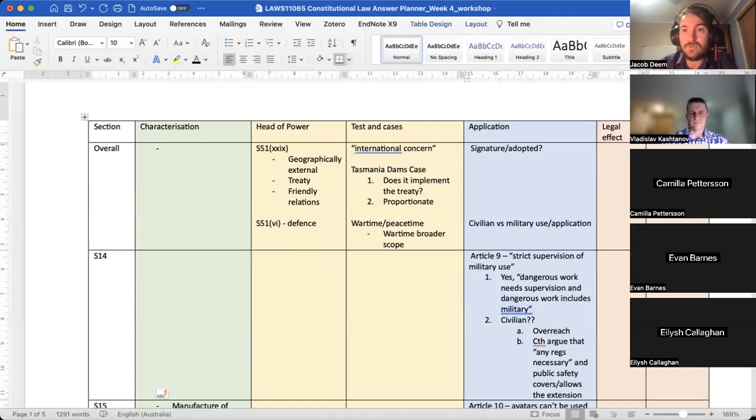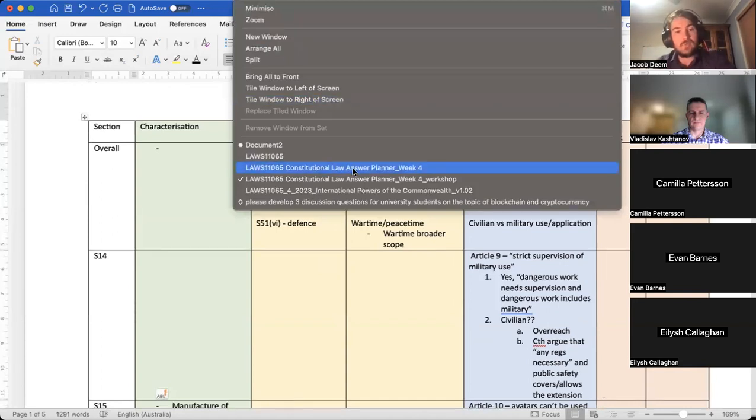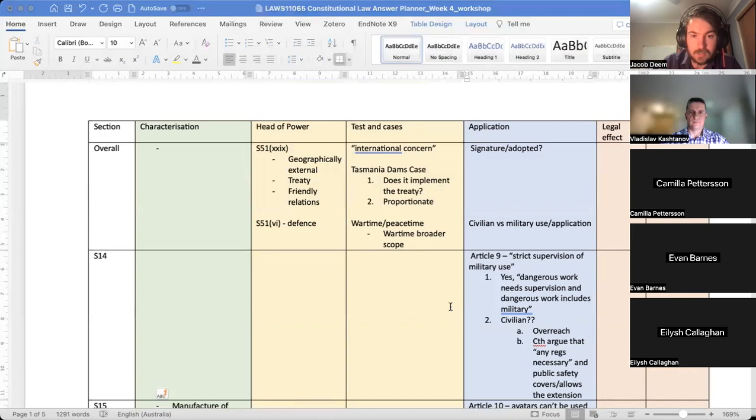Before we move on from the external affairs power, I did just want to revisit Vladislav's comments about the timing of the treaty as well. So the conference takes place in August 2056, and the conference endorses a draft convention to be opened for signature by states in 2057.